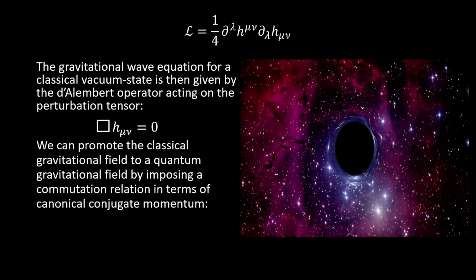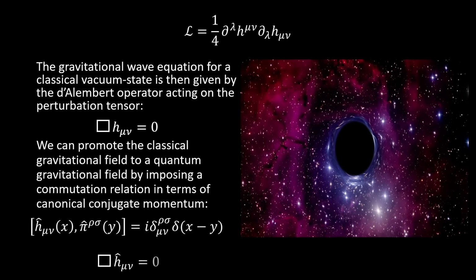We can promote the classical gravitational field to a quantum gravitational field perturbation by imposing a commutation relation in terms of canonical conjugate momenta. This will be given by the Kronecker delta function as well as the Dirac delta function acting in unison with the imaginary unit. This equation is the equation for quantum gravitational waves under the weak gravitational and linear limit.